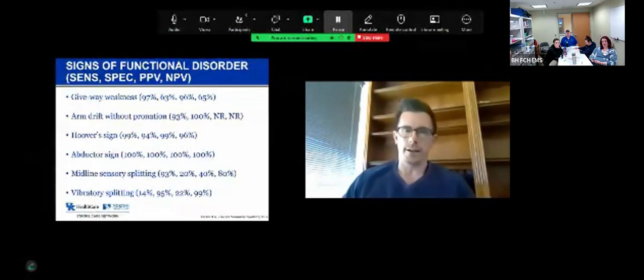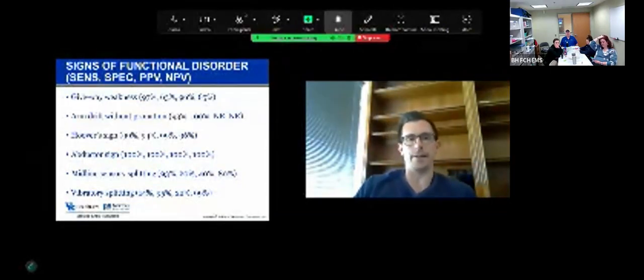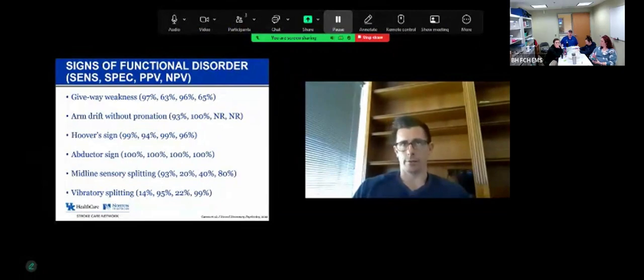Hoover sign, I may not have time to go into depth about this examination finding, but essentially if a patient is trying to flex their hip, in other words, lift their leg up off the bed, the opposite leg should be extending at the same time. It is almost impossible to try to flex your left hip without extending your right hip. And so if someone is presenting with left leg weakness and their right leg hip extension is normal, but if you hold your hand under their right heel and ask them to lift their left leg and you don't feel any pressure, they're not actually trying to lift that left leg.